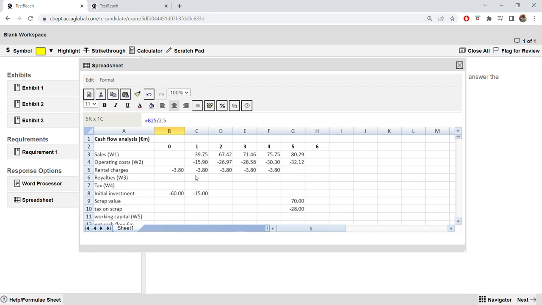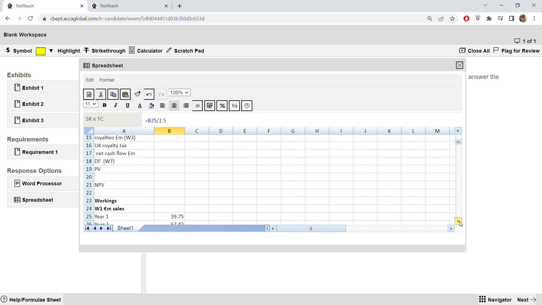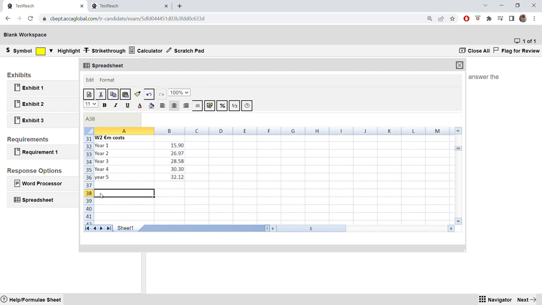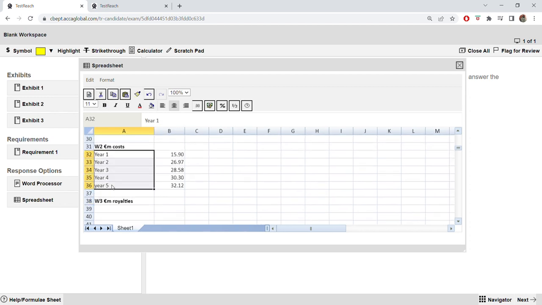Okay, as you can see, we have taken the operating cost. Rental charge is already there. Now we are going to do working 3, that is royalties. So let's go down. Okay. Working 3. This is also, you need to insert the symbol, since it is in this currency. Royalties. So royalties also for all the 5 years. So I'm going to just take all this and copy paste.